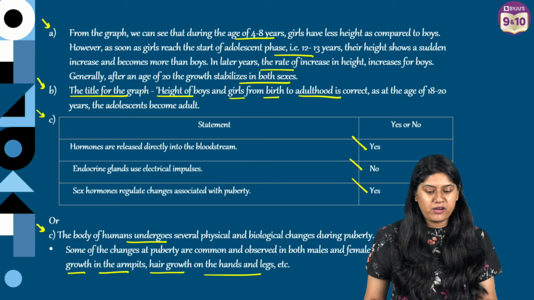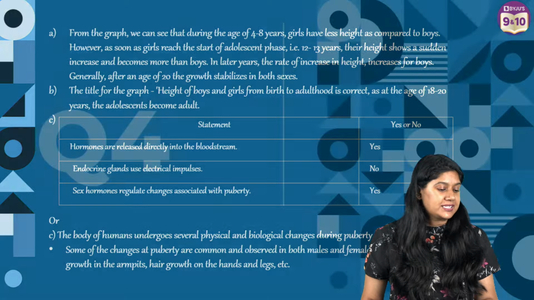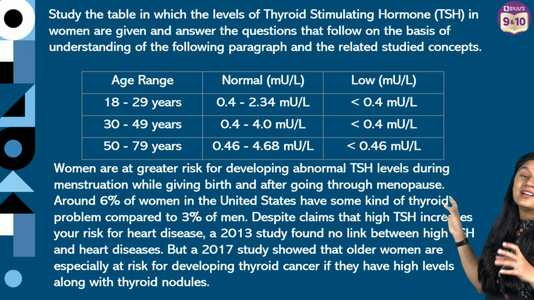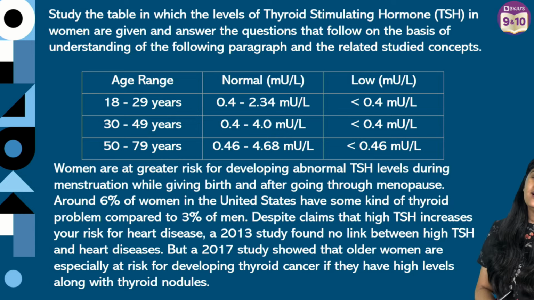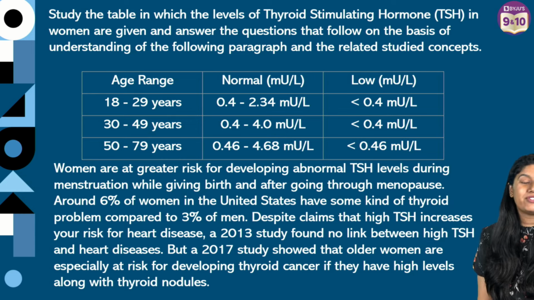2 more questions remaining, everyone. Let's take a look at question number 4. Here we have question number 4. Look at the table. Don't get scared of the table. Such questions which have so much information, I'm telling you, are the ones which are very, very easy.